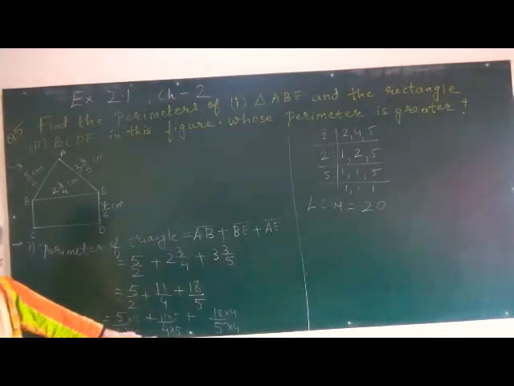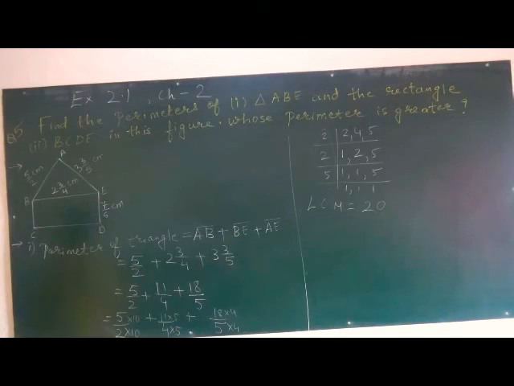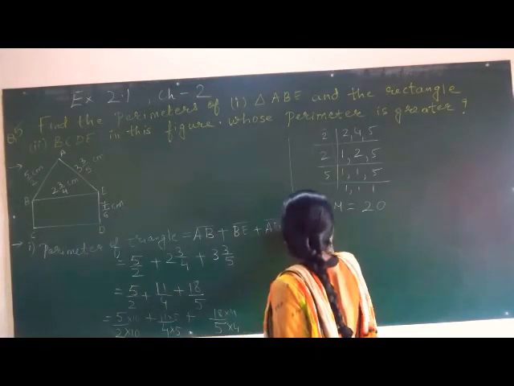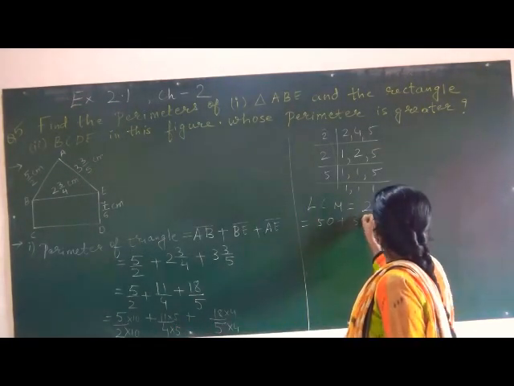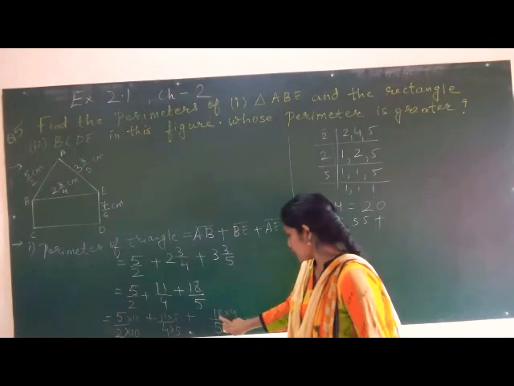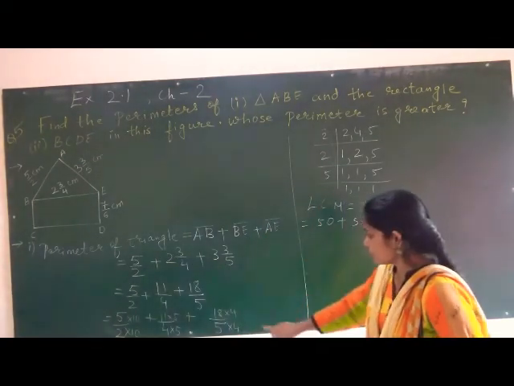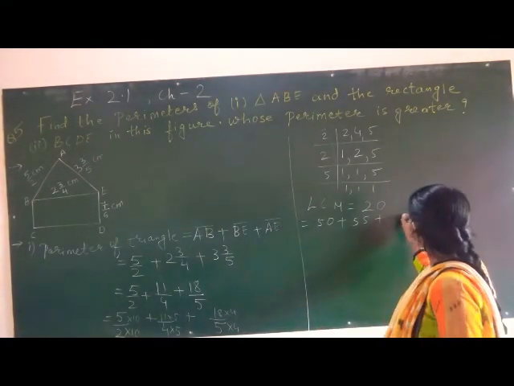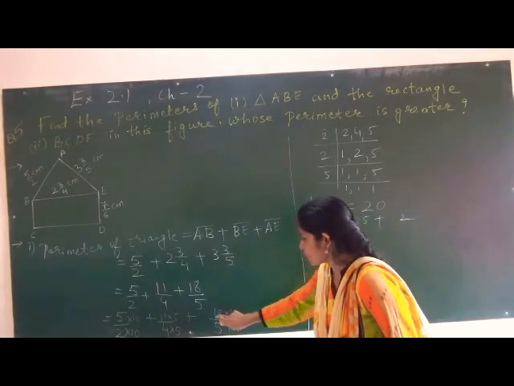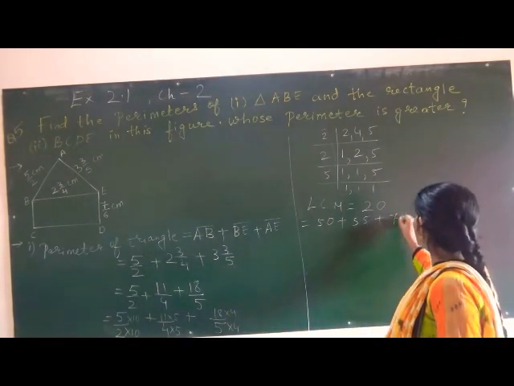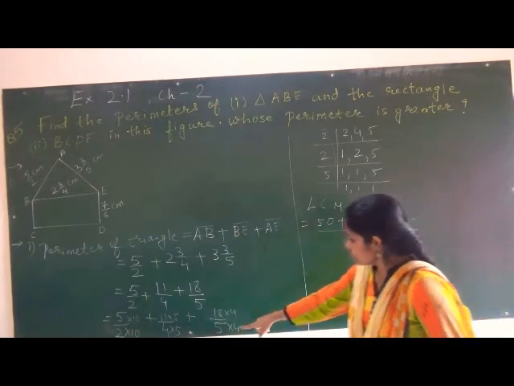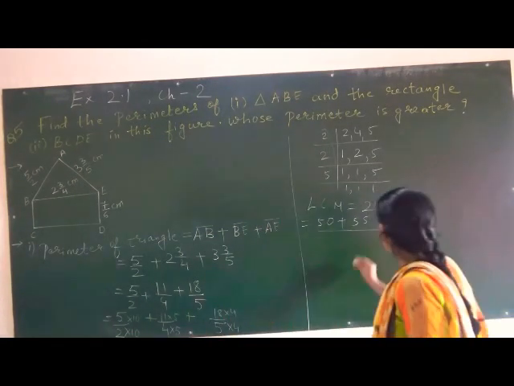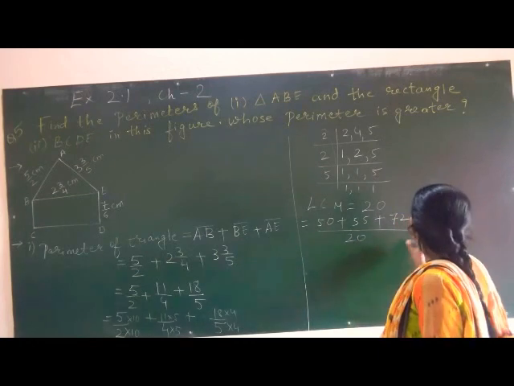Now here we are getting 20 in the denominators. Now we can multiply. 5 tens are 50, plus 11 5s are 55, plus 18 4s are 72. If you don't know 18 4s, you can multiply and check it. And the denominators are the same, 20, so we will write 50 plus 55 plus 72 upon 20.